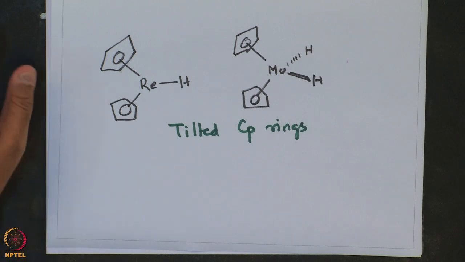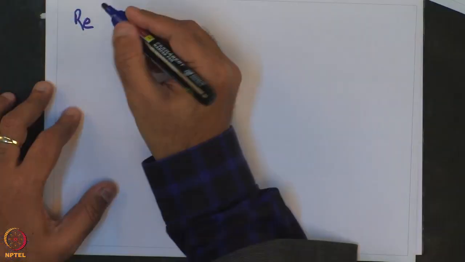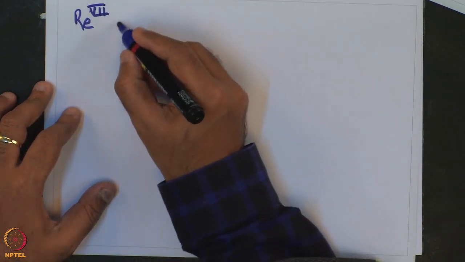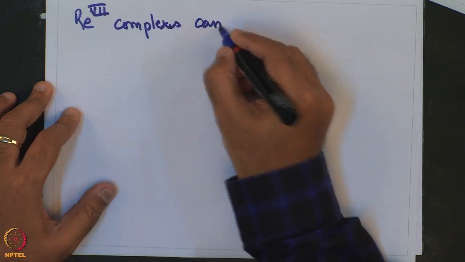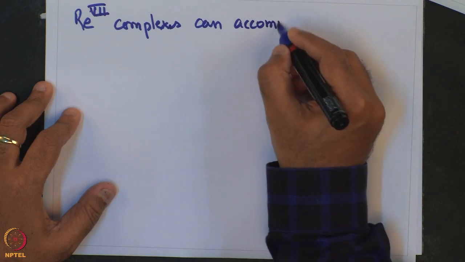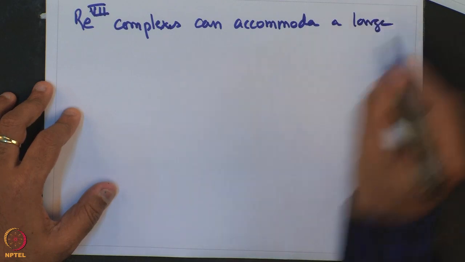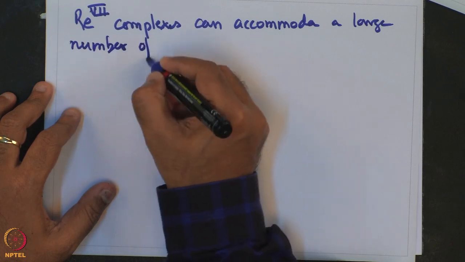Now, another interesting thing about rhenium complexes is the fact that at higher oxidation state they can accommodate a large number of hydrides. For example, rhenium 7 complexes can accommodate a large number of hydrides.